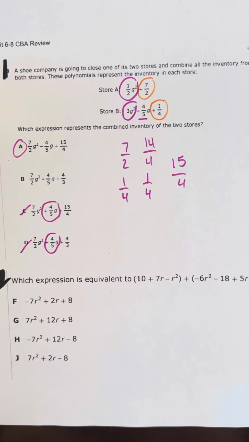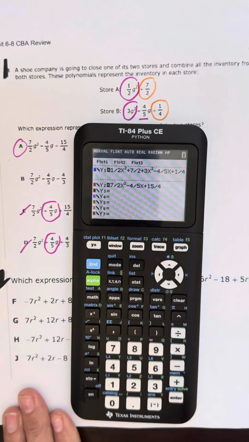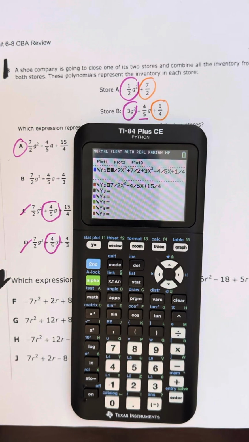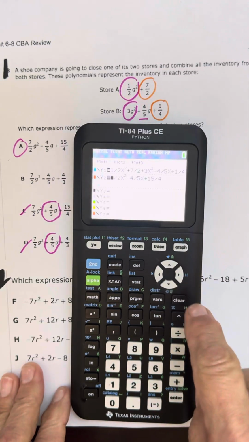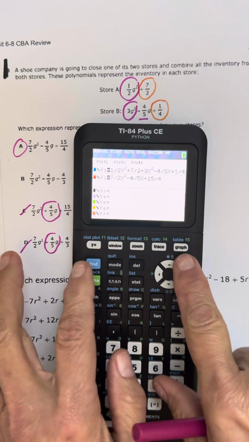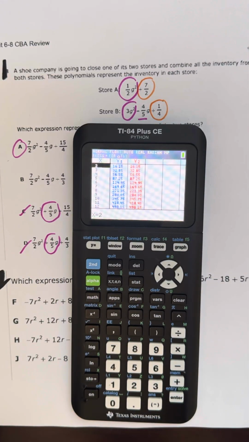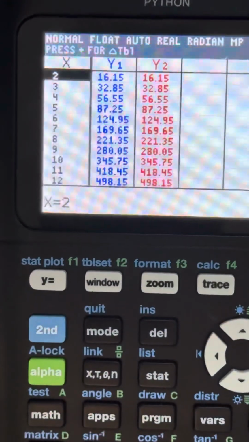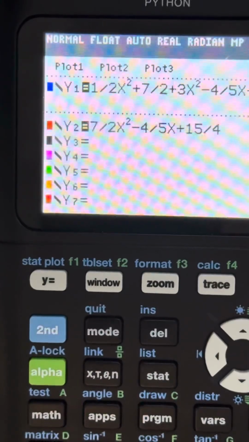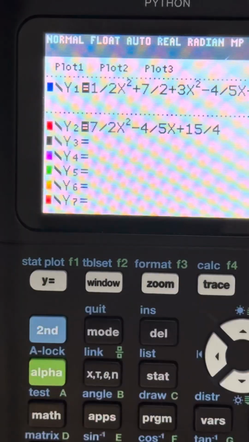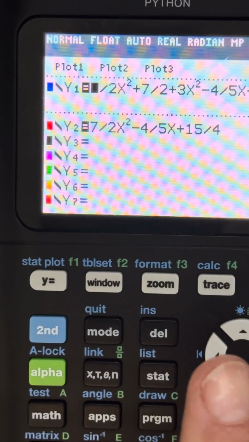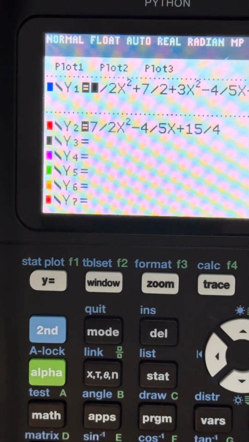If you wanted to check your answer, you can put your problem in Y1 and your answer in Y2, and then go to your table, and the tables should match. If they don't match, you've done something wrong. So let me zoom in on there. Notice I didn't use alpha because it would take too long, alpha x or alpha y equals if you have the older calculators. I just did 1 divided by 2 x squared. So you have to change everything, of course, to x.